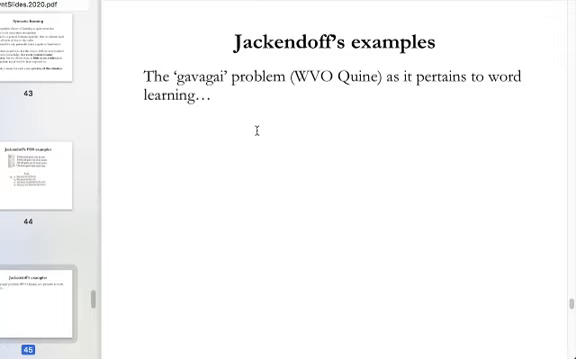So the question here is, what does Gavagai mean? And people tend to have intuitions about this, but the question is really, why do you have those intuitions, or what are some possible things that Gavagai could mean here? So maybe take a second, pause the video, think about all the possibilities for what Gavagai could mean.